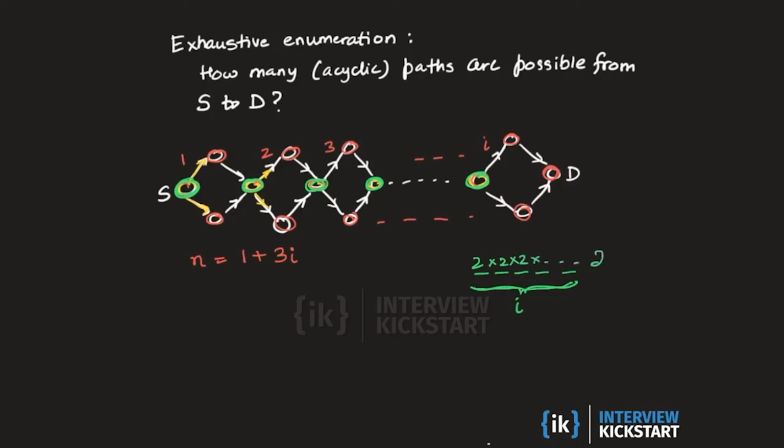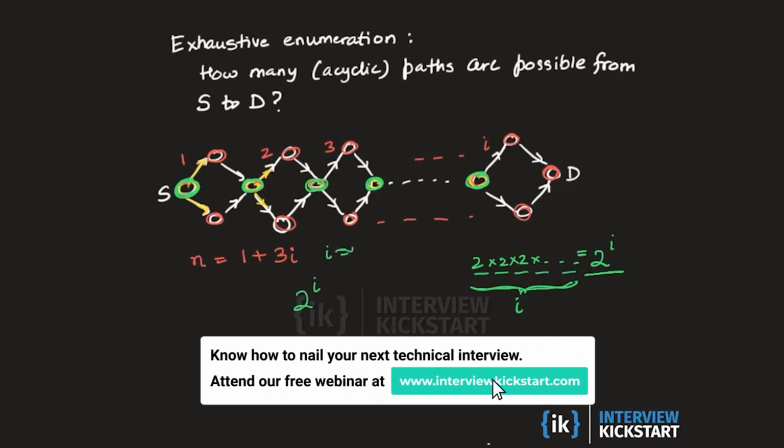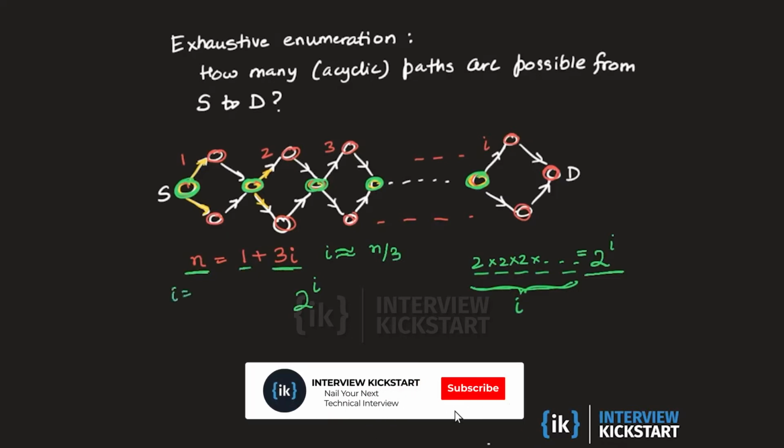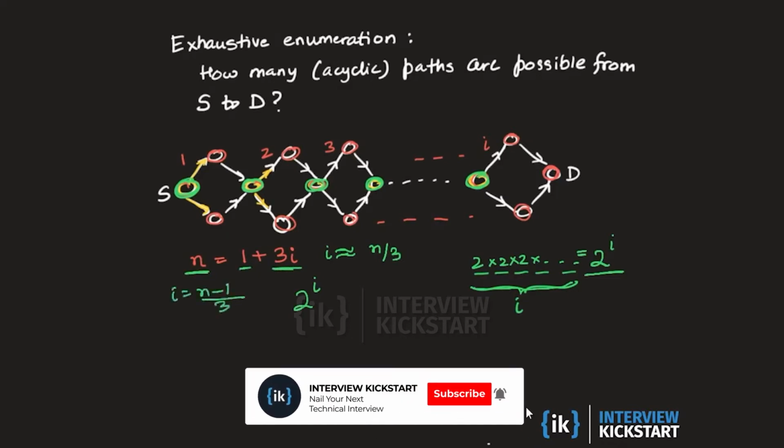So there are 2 raised to the power I different ways to make this sequence of I choices, and each sequence of I choices corresponds to a unique path from S to D, which means the total number of paths from S to D is going to be 2 raised to the power I. Now I itself is roughly speaking n by 3, because n is 1 more than some multiple of 3, so I is going to be (n minus 1) divided by 3, which is roughly n by 3 if n is large.